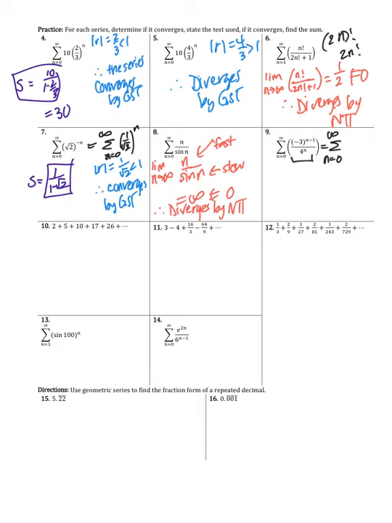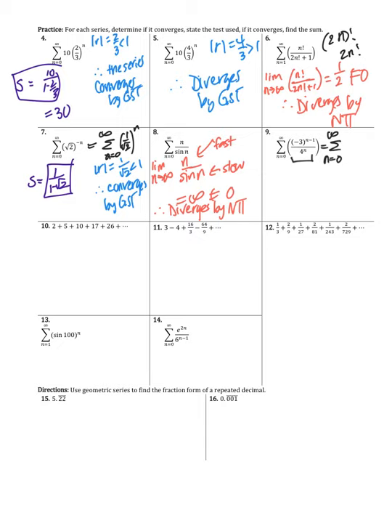Okay, on number 7, you can rewrite that. The square root of 2 to the negative n power is the same thing as 1 over root 2 all to the power of n, which then makes this geometric. R, or the absolute value of r, would then be 1 over root 2, which is less than 1. Therefore, this converges by GST, and you can see in purple the sum, and I'm not going to bother simplifying that. I'm not going to bother rationalizing the denominator. I'm going to leave it exactly like that so that I don't risk making any mistakes.